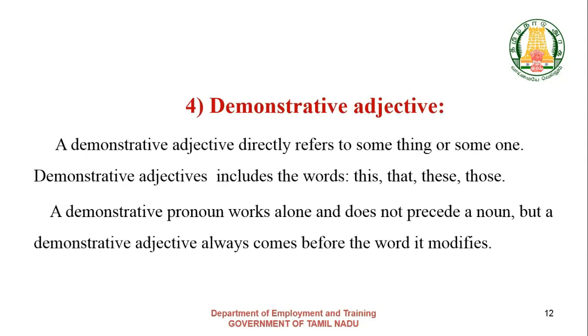In the types, the fourth one is demonstrative adjective. We know the meaning of the word demonstrative. A demonstrative adjective directly refers to something or someone. These adjectives include the words this, that, these, and those. A demonstrative pronoun works alone and does not precede a noun, but a demonstrative adjective always comes before the word it modifies.